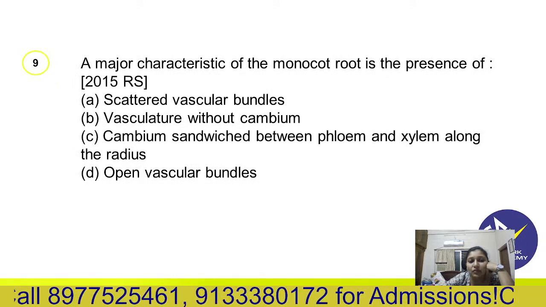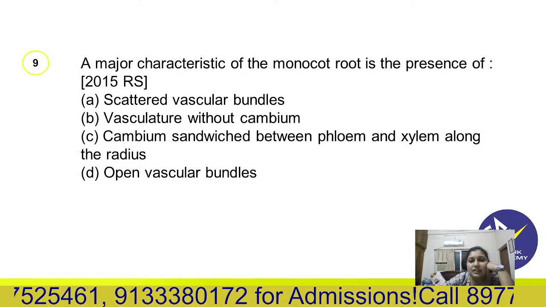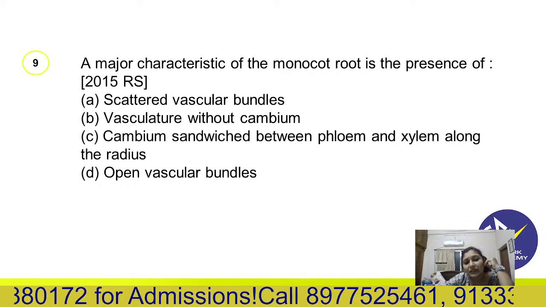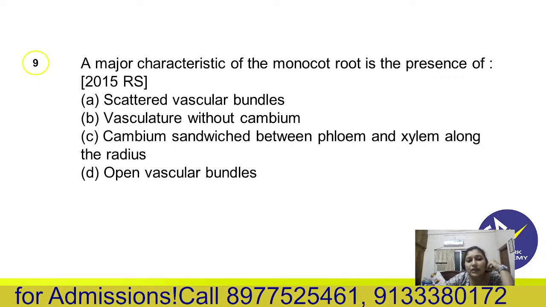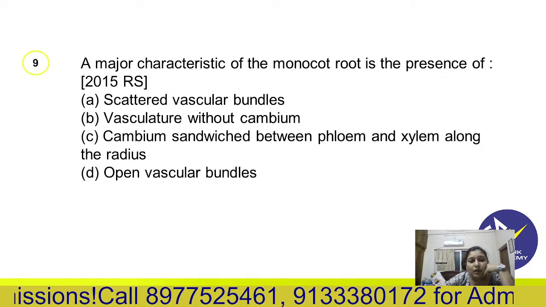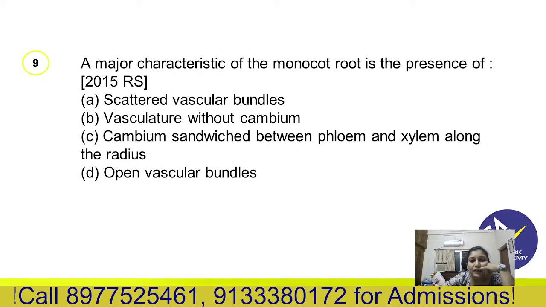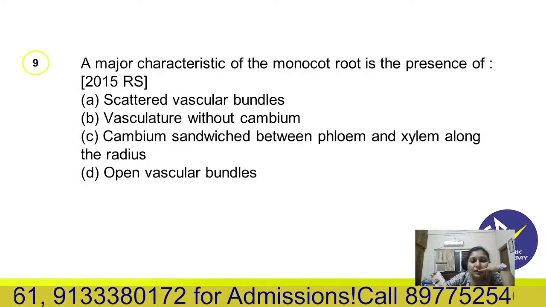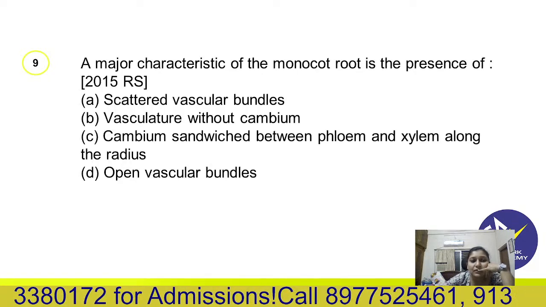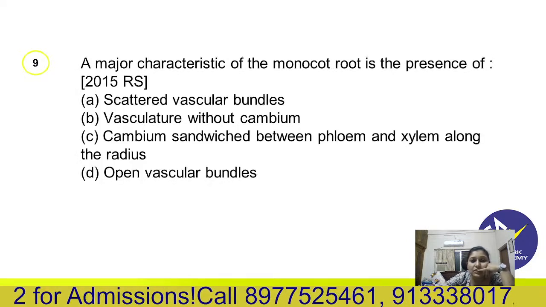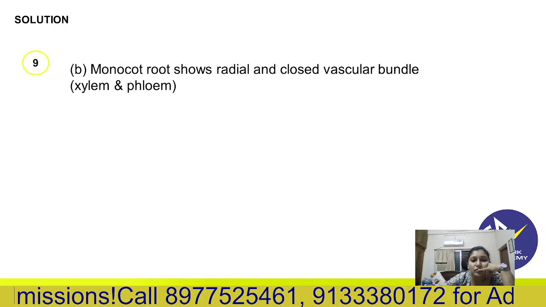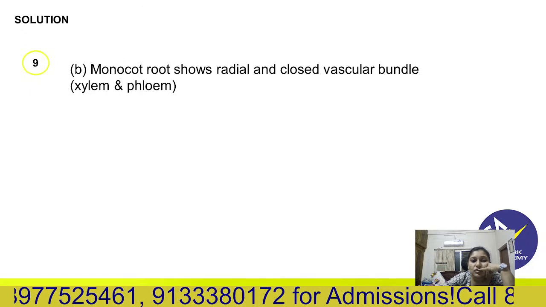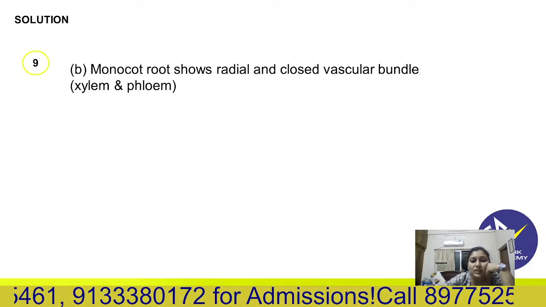Then the major characteristic of the monocot root is the presence of what? Scattered vascular bundles, or vascular bundles without cambium, cambium sandwiched between the phloem and xylem along the radius, or open vascular bundles? So scattered vascular bundle is about the monocot stem. In monocot root it shows radial and closed bundles, so it is without a cambium ring. So monocot shows radial and closed vascular bundles.